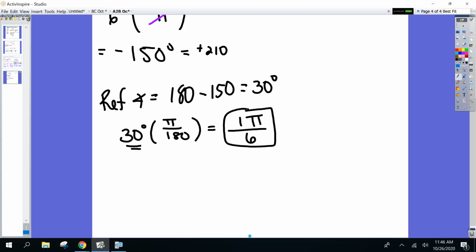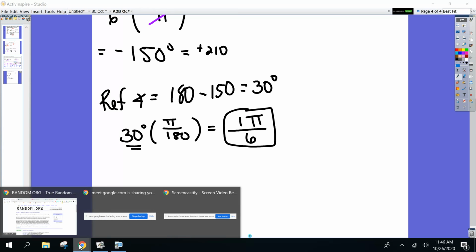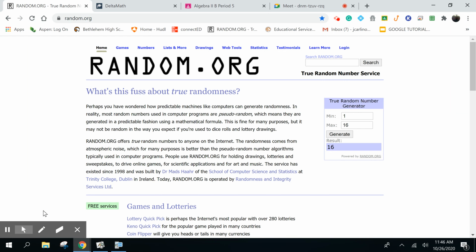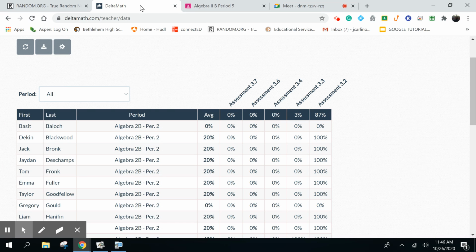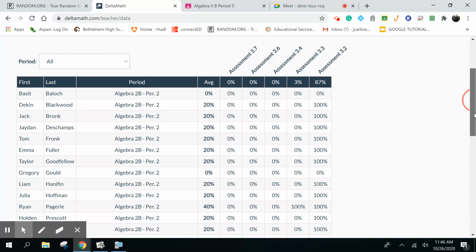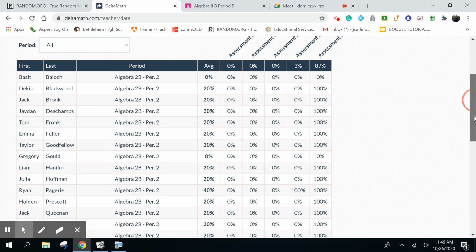All right, I'm going to save part B to review at the beginning of class tomorrow because I want you guys to get to the Delta Math assignment. Just so you guys know, I want to make sure I'm open and honest with you. I can check to see how much progress you've made because you go until you get 100% on all the assessments, all right?